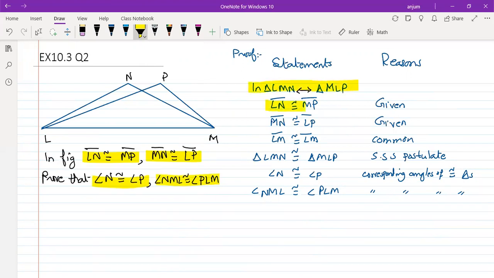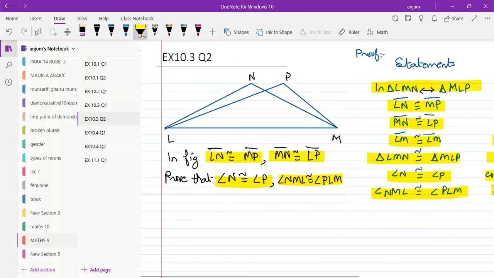We collect the results. LN is congruent to MP and MN is congruent to LP. These are the two sides which are given to us congruent. And we take the third side, LM is congruent to LM because of the common side. So these two triangles are now proved to be congruent because of the side postulate. Whenever two triangles are congruent, all the corresponding angles and sides are congruent. Because of this, we can say that angle N is congruent to angle P because these are the corresponding angles, and angle NML is congruent to angle PLM because these are also the corresponding angles of the congruent triangles.